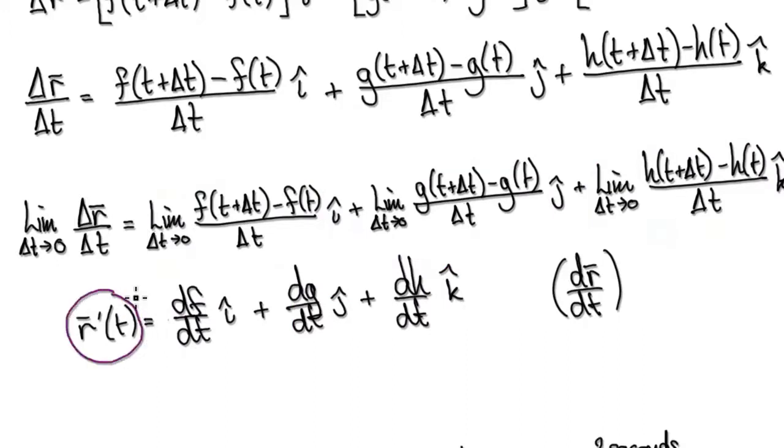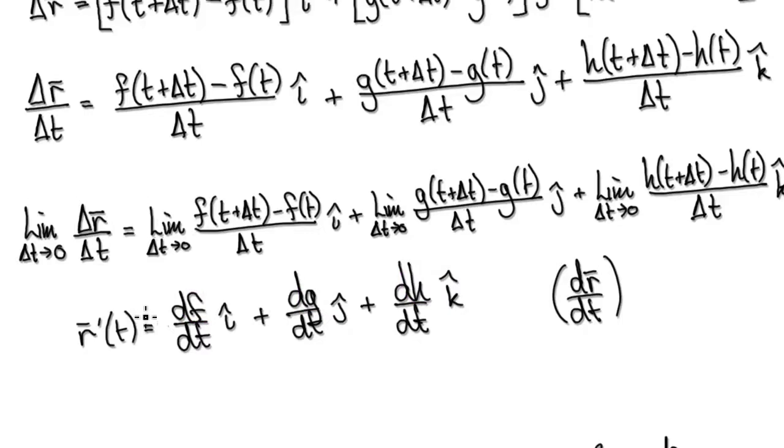So the derivative can also be written as this, by the way. The point here is that if you want to work out the velocity, you can just differentiate this: differentiate the function f, differentiate the g, differentiate the h, and then that will give you your velocity.